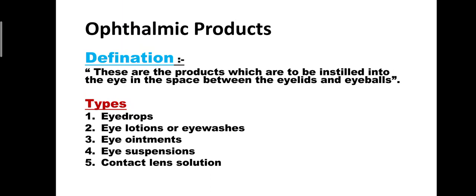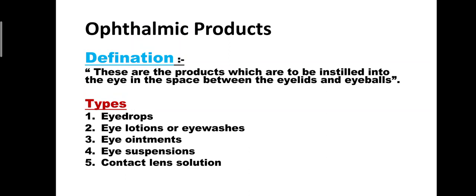Ophthalmic products. Definition: these are the products which are to be instilled into the eye in the space between the eyelids and eyeballs. Ophthalmic products means these are the type of products instilled in the eye, between the eyelids and eyeballs. There are the following five types of ophthalmic products: eye drops, eye lotions or eye washes, eye ointments, eye suspensions, and contact lens solution. These are the five types of ophthalmic products.